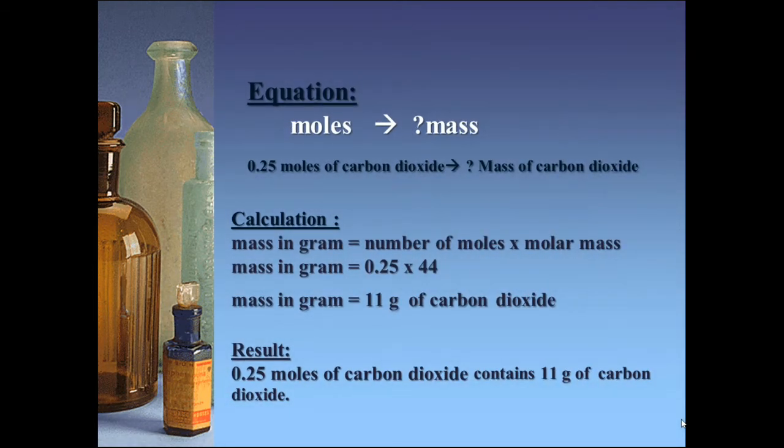Now the equation: moles we already have, 0.25 moles of carbon dioxide. Mass we have to calculate. Calculation: mass in gram is equal to number of moles multiplied by molar mass. Mass in gram is equal to 0.25 multiplied by 44. We got 11 gram of carbon dioxide. The result will be 0.25 moles of carbon dioxide contains 11 gram of carbon dioxide.